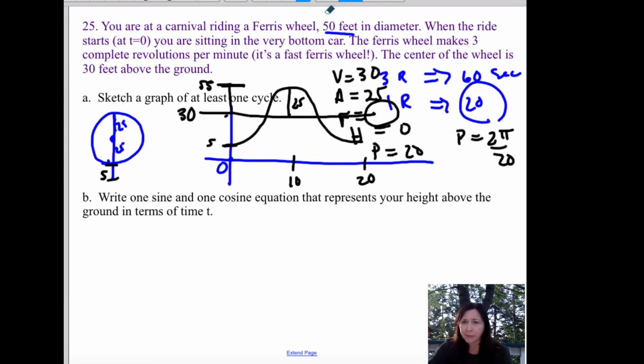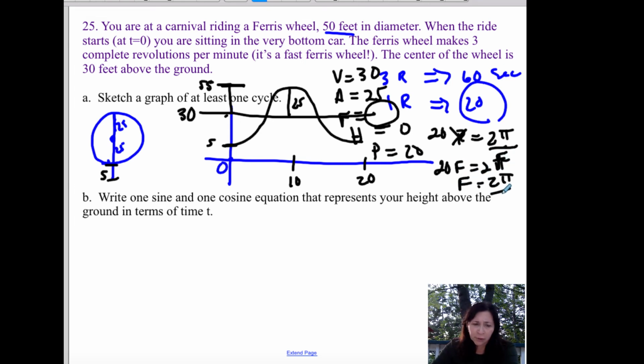2 pi over my frequency. That's what I'm trying to find. 2 pi over my frequency. And I know my period is 20 seconds, so this becomes 20. So 20 times f is equal to 2 pi. So that means my frequency is equal to 2 pi over 20, which is pi over 10. So that means that my equation is going to be, that's pi over 10 here.